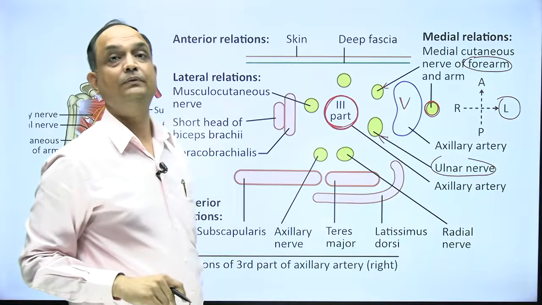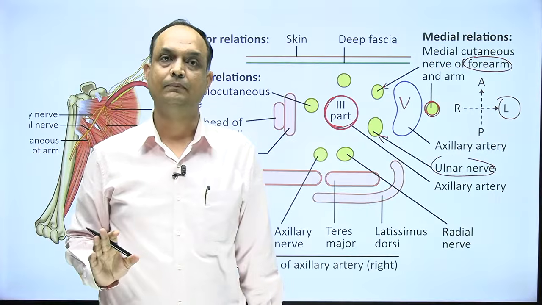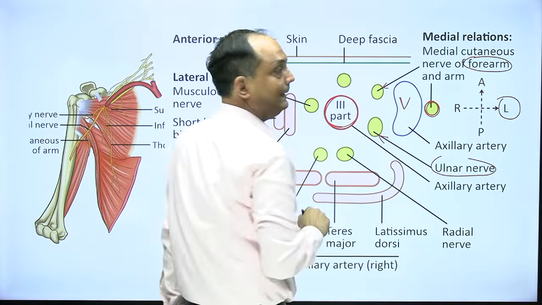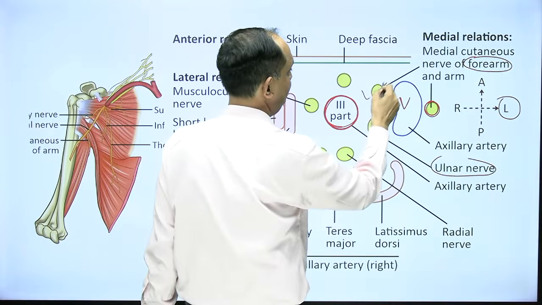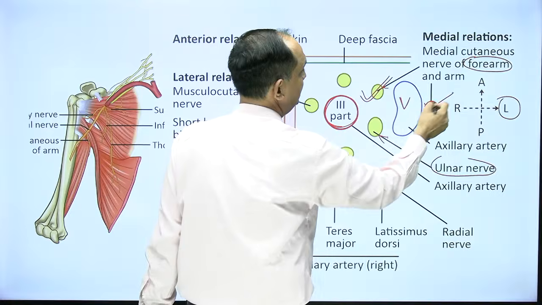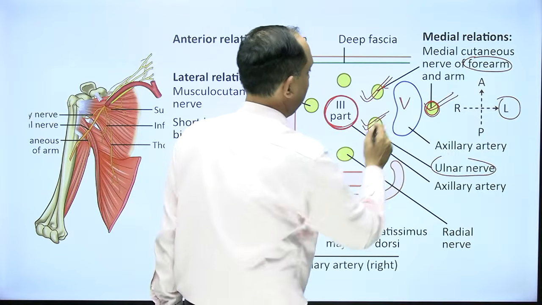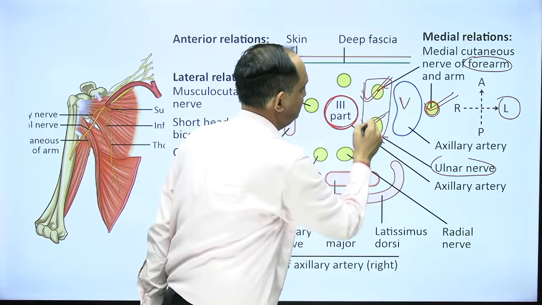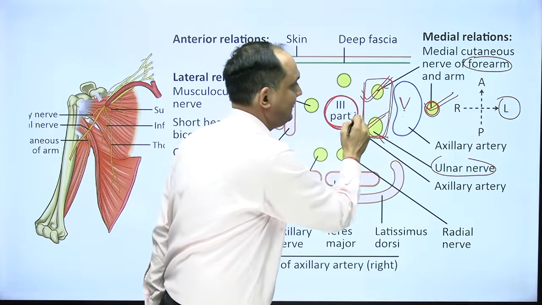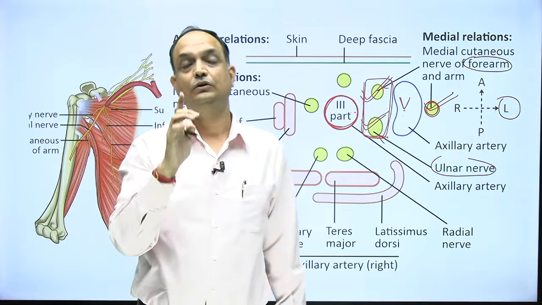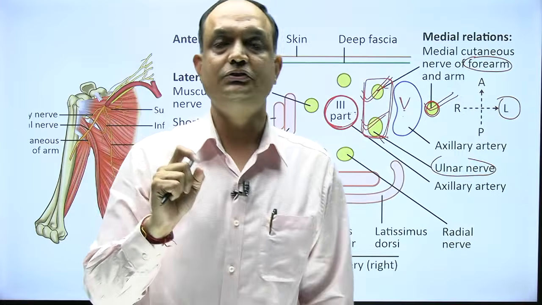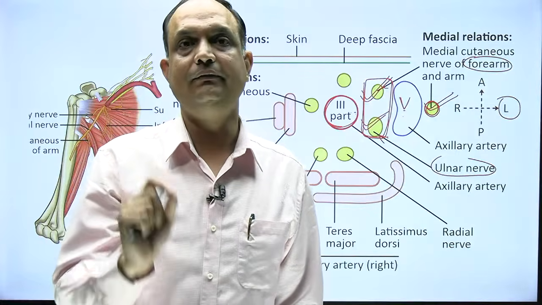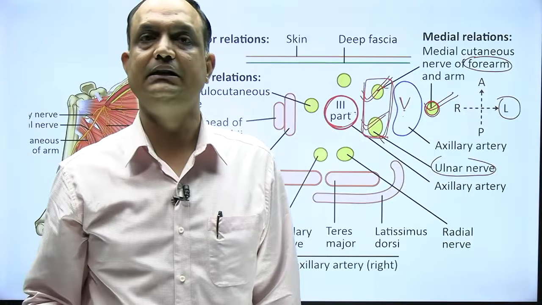So it comes superficial to the vein and enters into the arm. So you have three branches of the medial cord: medial cutaneous nerve of the forearm, medial cutaneous nerve of the arm, and ulnar nerve. But students, these two structures lie in this gap. This is the question you have to keep in mind. This question may be asked anytime: name the nerves lying in the gap between the third part of the axillary artery and the axillary vein.